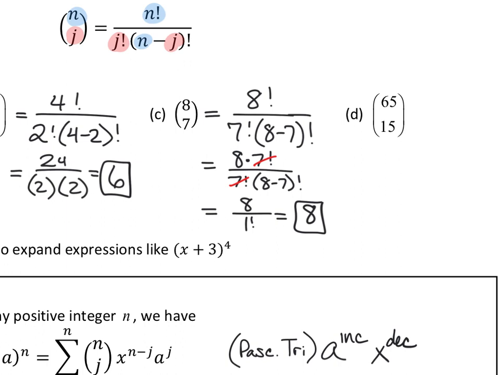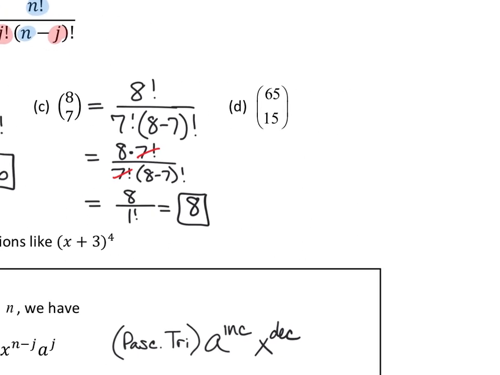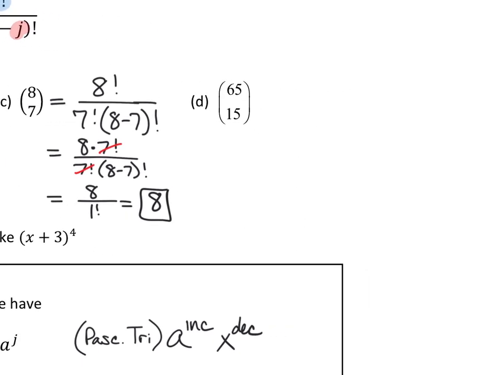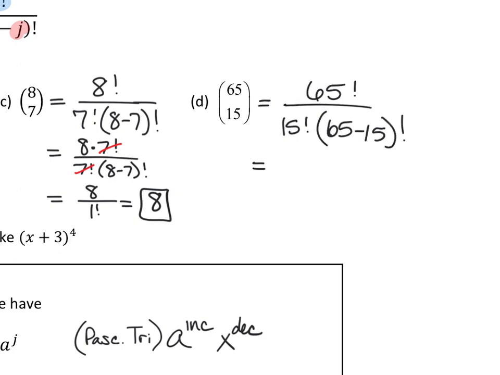Now when these numbers get bigger, like this last problem, we're not going to want to do it by hand. 65 factorial is going to be ginormous. But if we have 65 items and we're trying to choose 15 of them, we need to know how many different combos we can make of all of these things. We're going to use our calculator for this one. 65 choose 15 would be 65 factorial over 15 factorial times 65 minus 15 factorial. I'll leave that for you in your calculator.